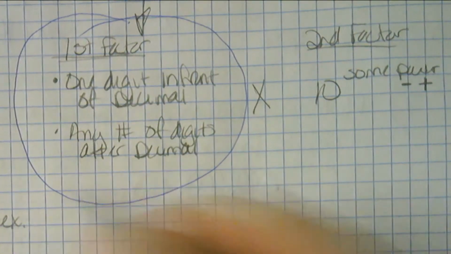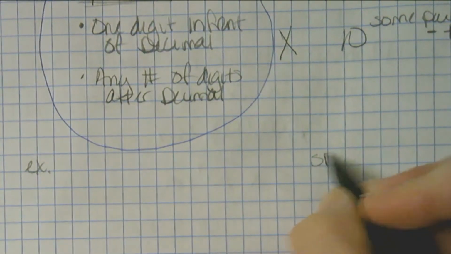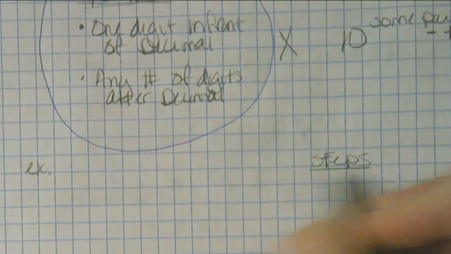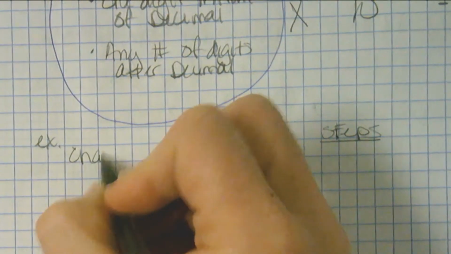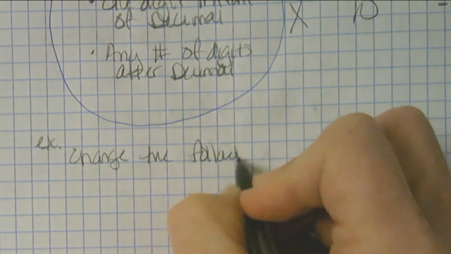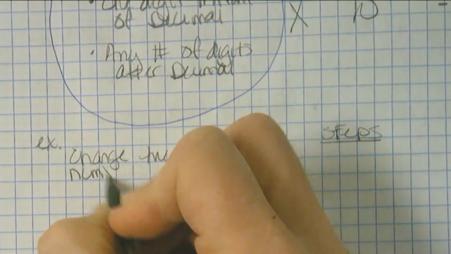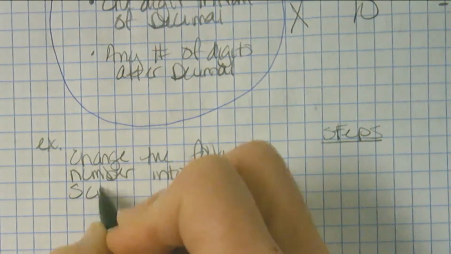So here's my first example. I'm going to show you some steps off to the right, and I'm going to do this example to the left. So I want you to change the following number into scientific notation.